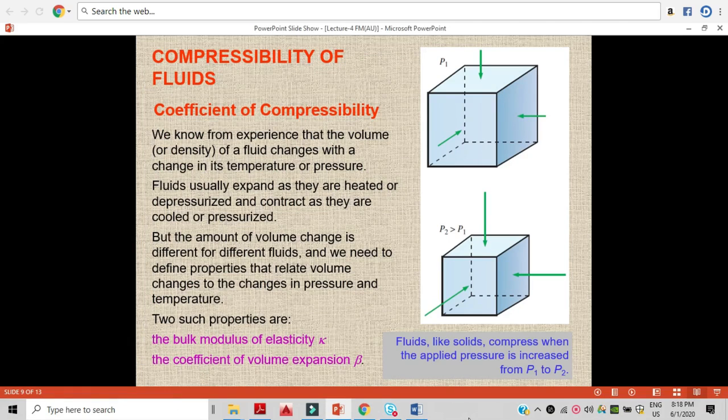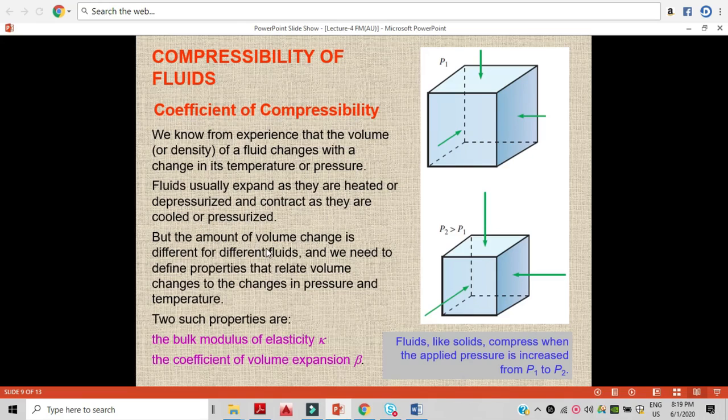We will now look at the compressibility of fluids. We have observed in solids that when we apply pressure, the solid compresses. Just like here, if P1 is the atmospheric pressure and you apply more pressure on it, the volume decreases. We can experience the same thing in fluids. The fluid usually expands as it is heated or depressurized, and contracts as it is cooled and pressurized.